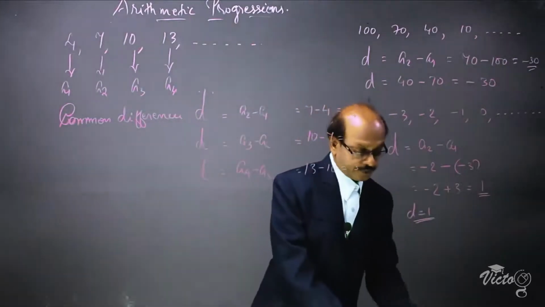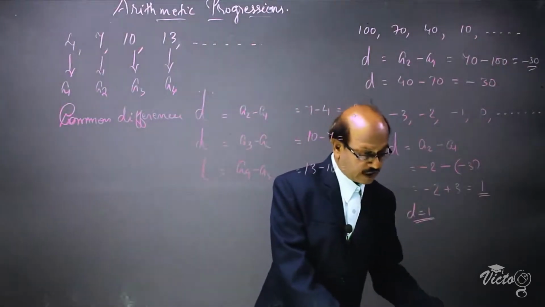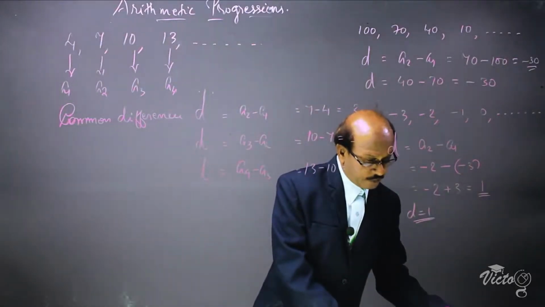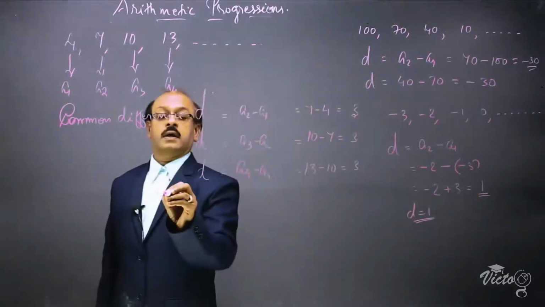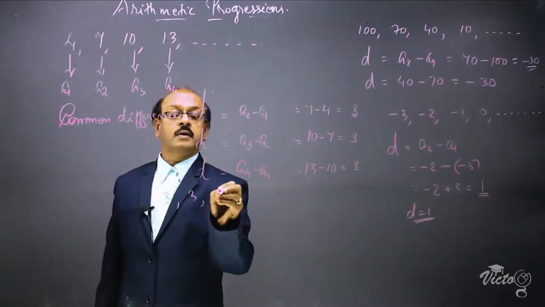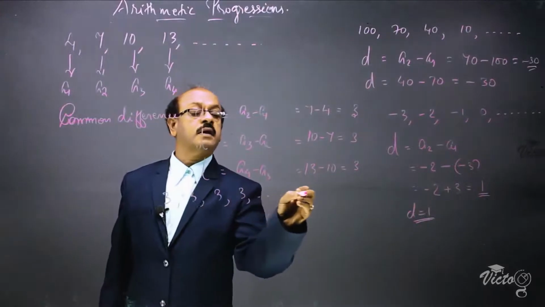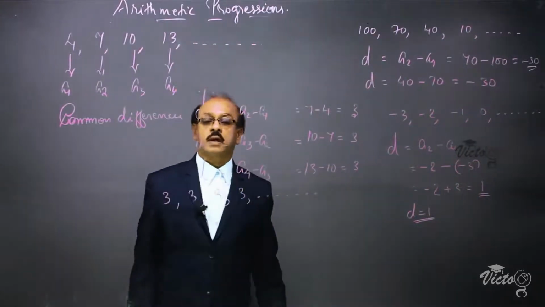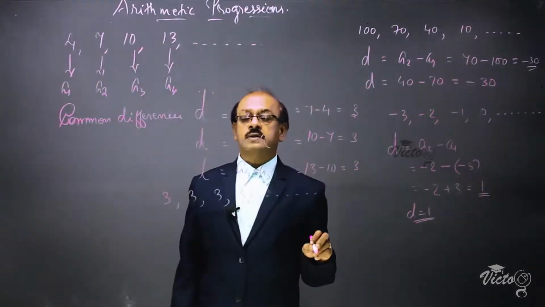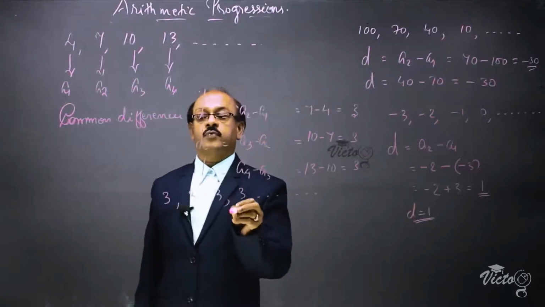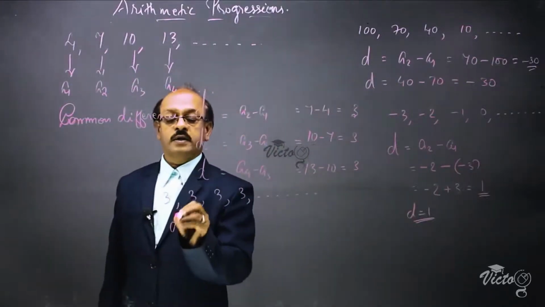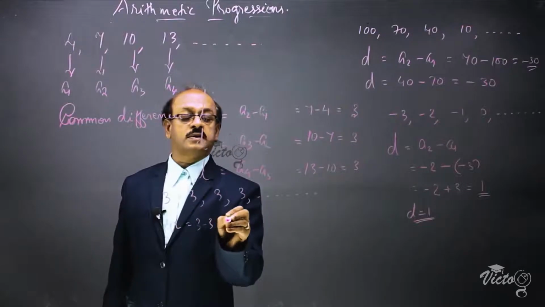Now, we are going to check another example. 3, 3, 3, 3, etc. What is the common difference here? To find out the common difference, subtract the first term from the second term. Okay, D is equal to 3 minus 3 is equal to 0.